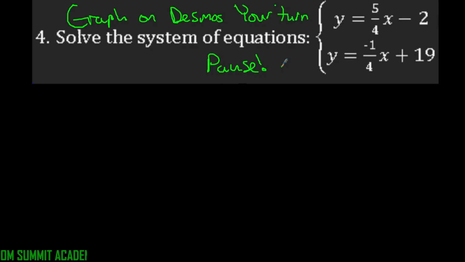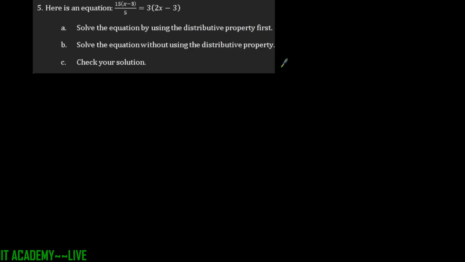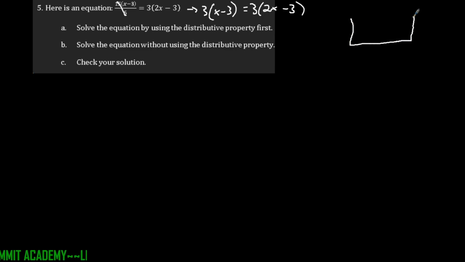All right, now that you graphed out number 3, number 4, here's number 5. It says here's an equation, and then it has, for the first part, solve by using the distributive property first. So that's what I'm going to do. I can cancel out 15 divided by 5 is going to be 3, and so this is going to be the same as 3 times x minus 3 equals 3 times 2x minus 3. And so what I can do is that distributive property, have my boxes on the side here, so I can use the space to my benefit.